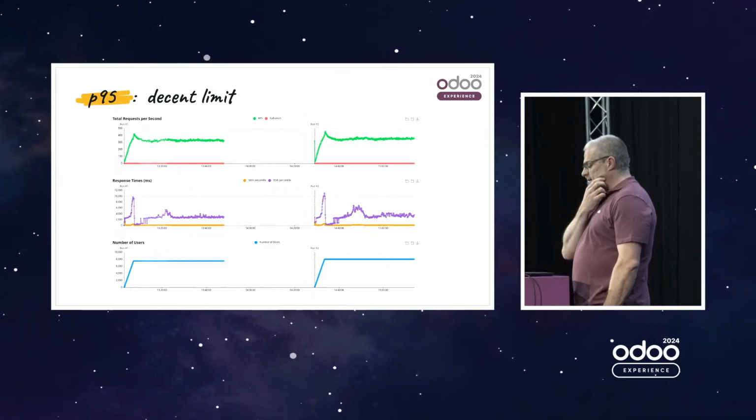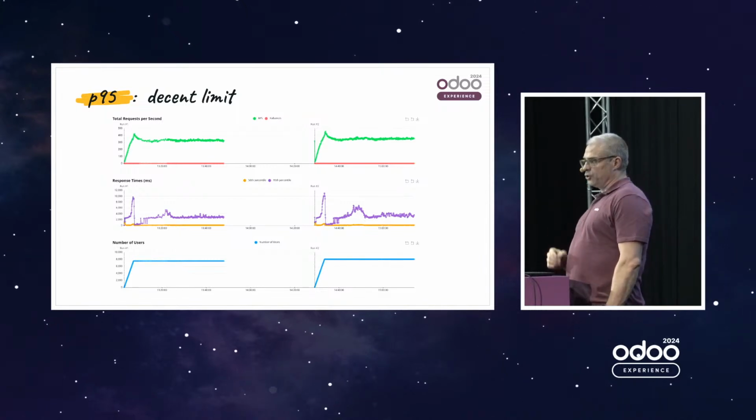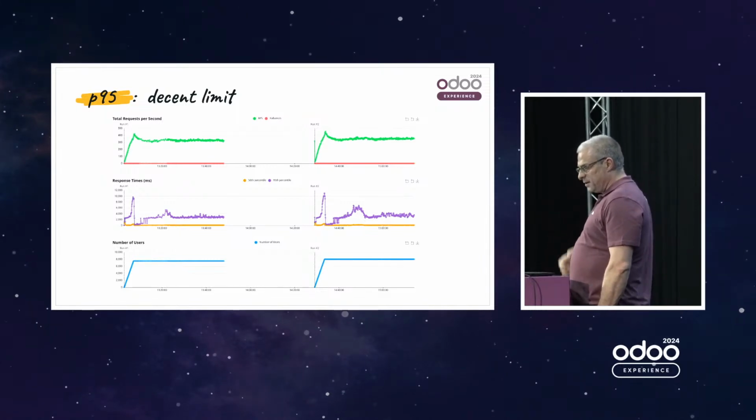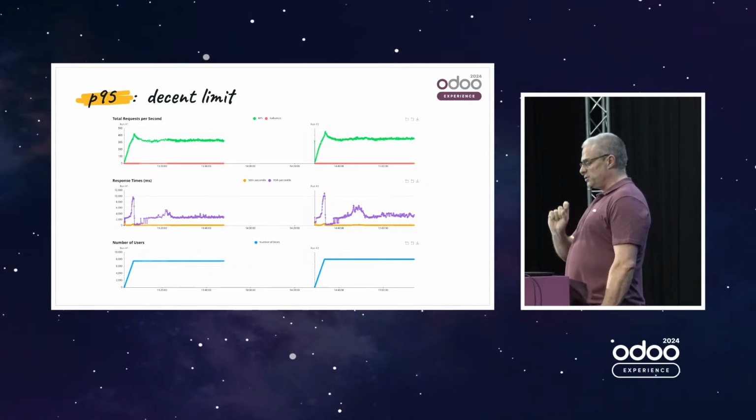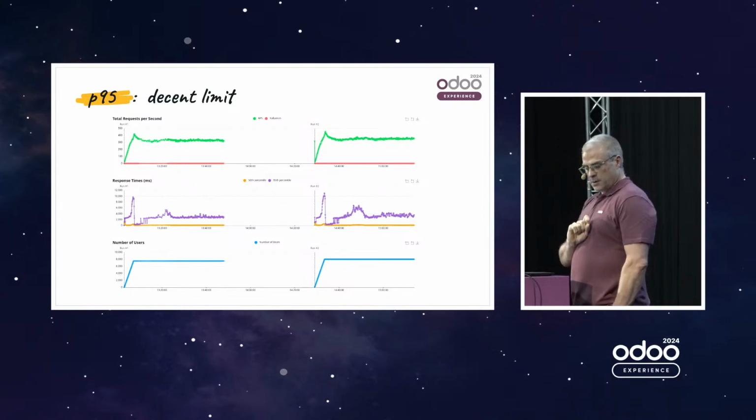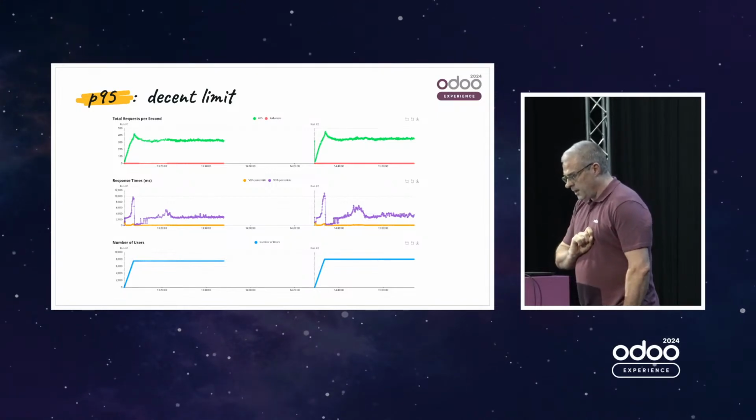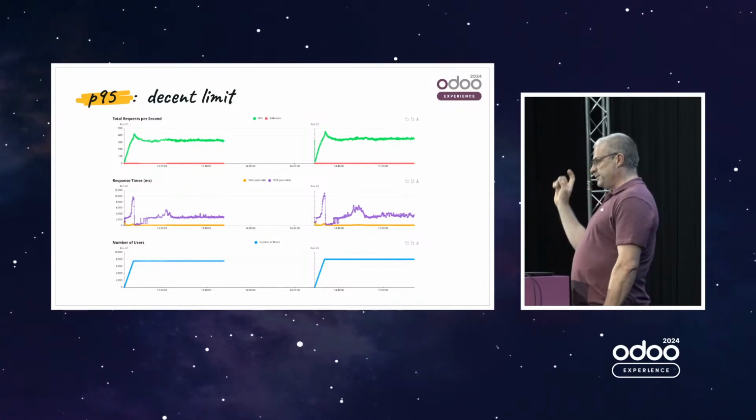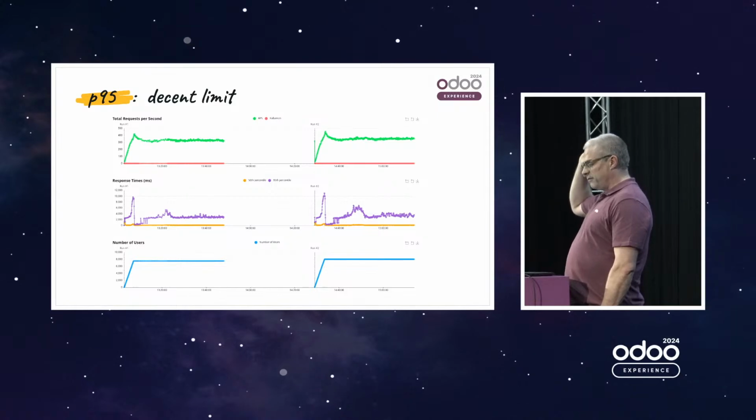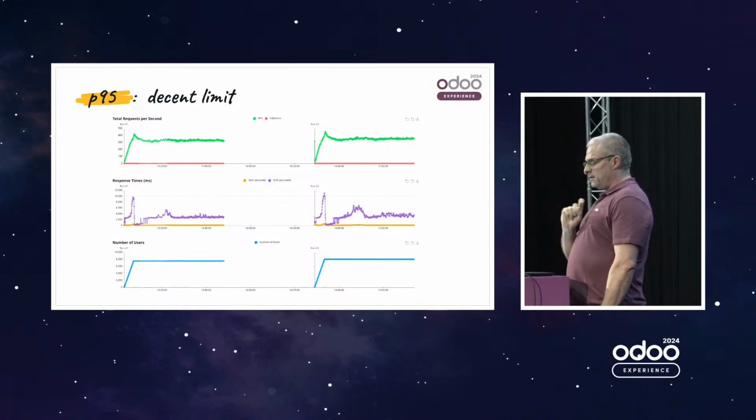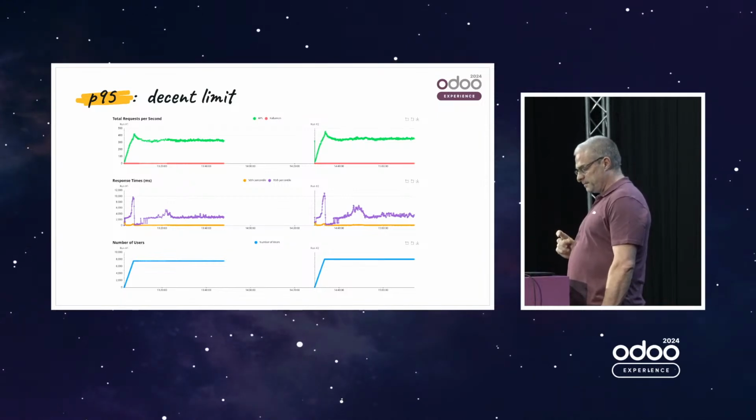Let's perform a test. Here you have the Locust web interface. The first graph is the number of requests per second Locust is launching. The second graph is the response time. You have the percentile 50 and percentile 95 of the response time. And the third graph in blue is the number of users you are simulating.